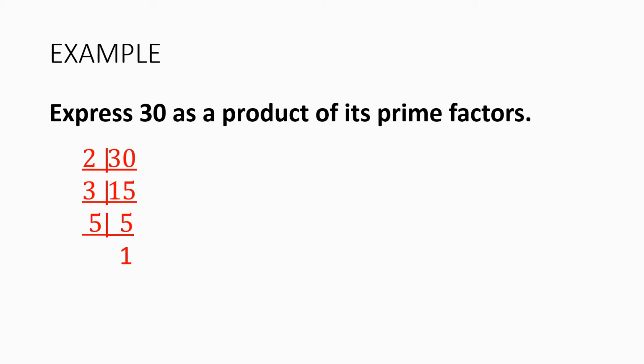And so from this ladder, we can see that the prime factors are 2, 3, and 5. Therefore, 30 is equal to 2 times 3 times 5. And those are the prime factors of 30.